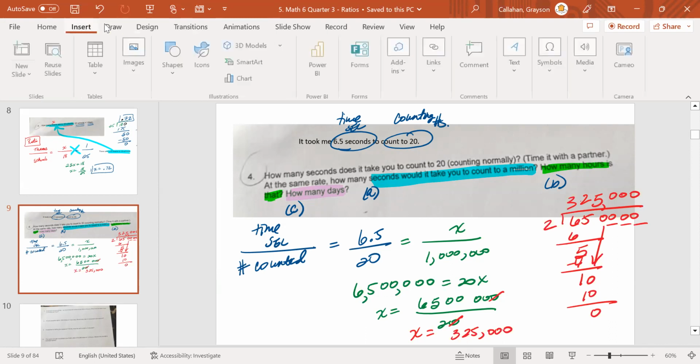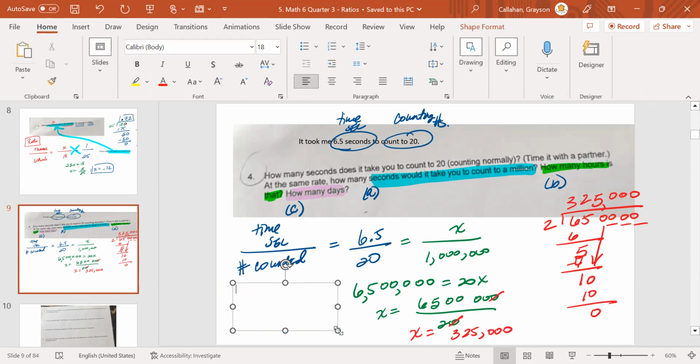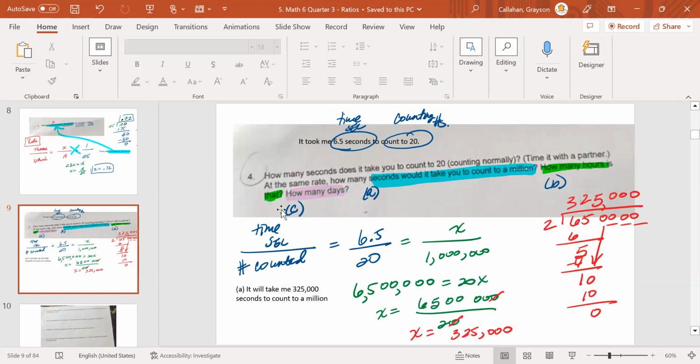Yes? No? Yes? So for A, how long is it going to take to count to 1,000,000? It will take me 325,000 seconds to count to 1,000,000. That's your first part, right? Second part, how many days? Or I'm sorry, B, how many hours?